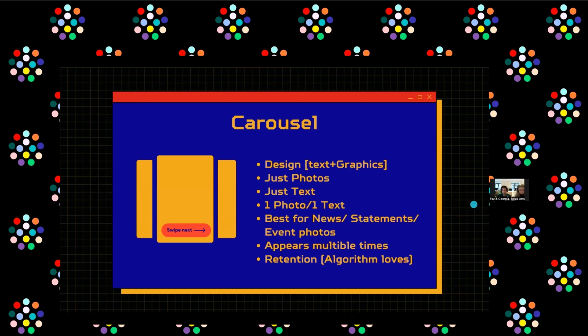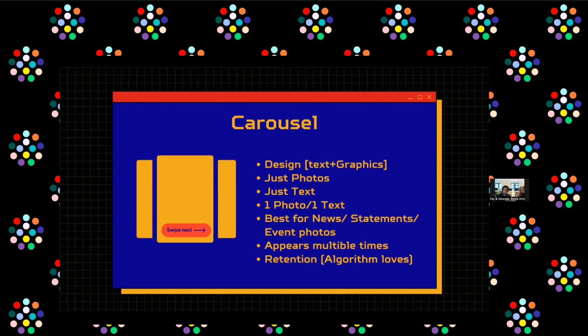So yeah, carousel design: text plus graphics, same as single posts. You can also here just add photos, just a series of photos of an event. Or you can just go just text, which now performs really well, again, because of retention rate. People spend more time reading, so that translates to the algorithms that people care about this post. You can just have one photo, one text.